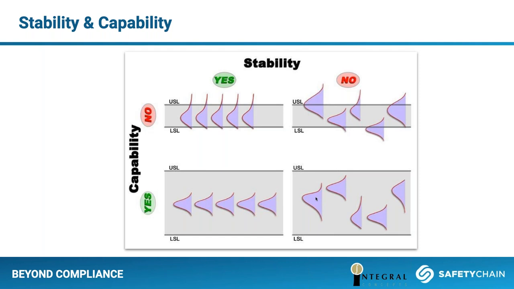Here's an example where so far the distributions have been within the spec, so they've been capable, but the process isn't stable. And a lot of companies think this is okay. Oh, everything's in spec. We're good. But I would disagree with that because these products in the second curve will behave differently than these products in the third and fourth curves. Whether or not it's noticeable, that's up for debate, but they will be different.